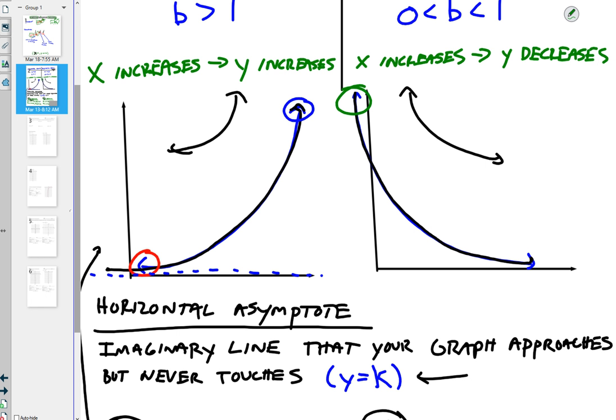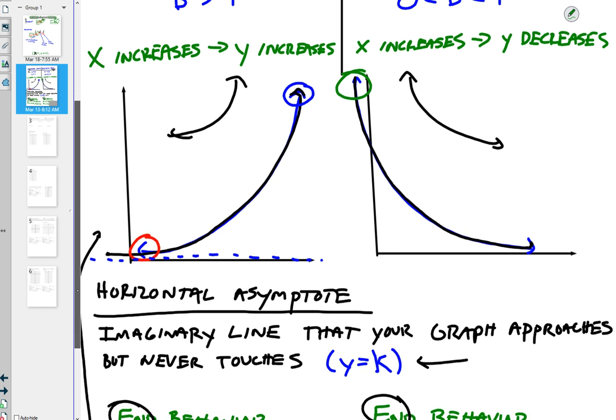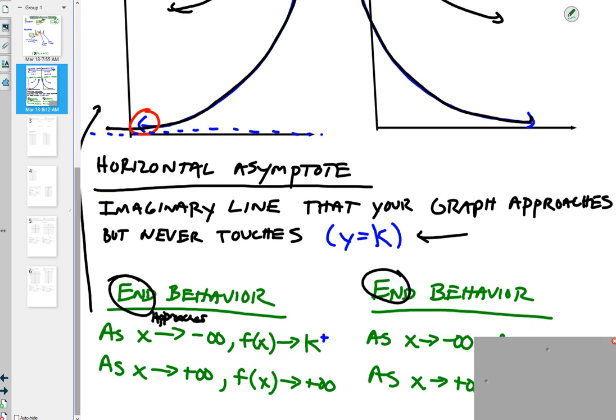If you're going left, what other direction are you also going? You're going up. How far up are you going? Forever. That doesn't stop. Okay, that's going up forever. So you would say, as x approaches negative infinity, y approaches positive infinity. The second part says, well, how about when x is going to positive infinity?